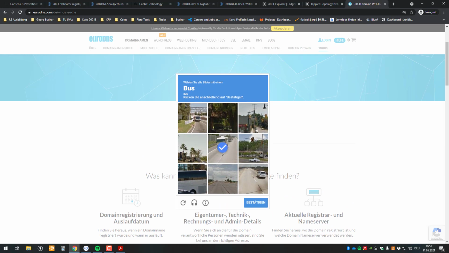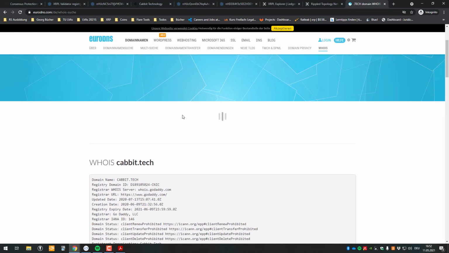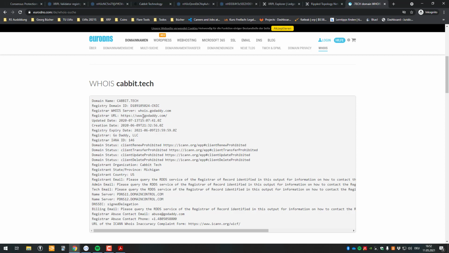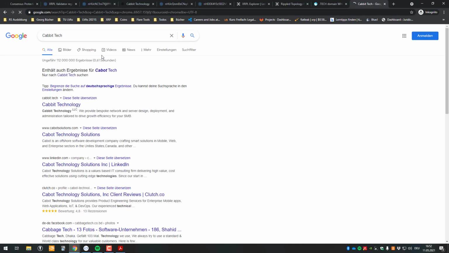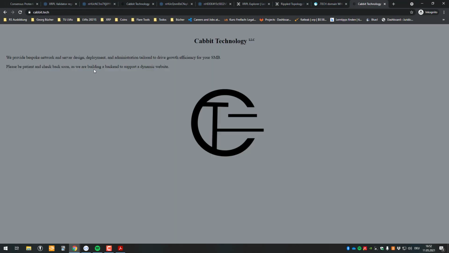I have to do the damn captcha. Come on. Okay. So there are always authorities for DNS. So we can see, for example, that this one is registered on GoDaddy, and it's, for example, here in Michigan. So we've got it here in Michigan. So Cyprus, Michigan, Cavitac. So we could also look up what the organization actually is. So okay, yeah, network and service design. Okay, yeah, so stuff like that, for example.